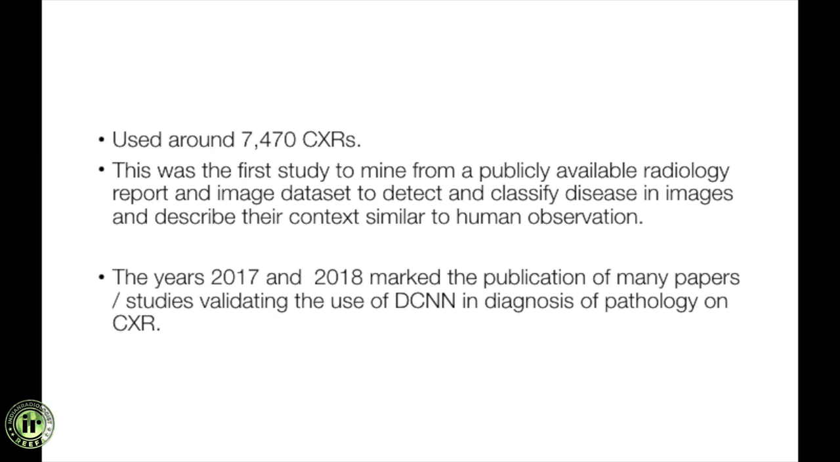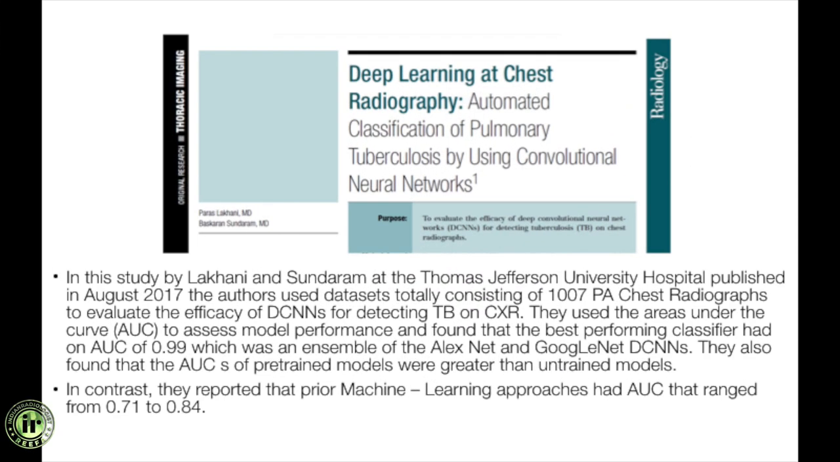The years 2017 and 2018 marked the publication of many papers and studies validating the use of neural networks in diagnosis of pathology on chest X-ray. For example, in August 2017, Lakhani and Sundaram at the Thomas Jefferson University Hospital used datasets totaling 1,000 plus chest radiographs to evaluate the efficiency of neural networks for detecting tuberculosis on chest X-ray. They used a metric called the area under the curve to assess the model performance. And they found that the best performing classifier had an AUC of 0.99.